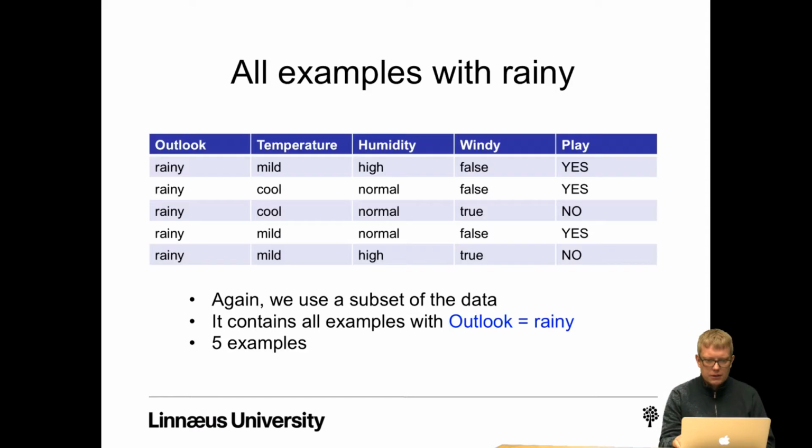If we take a subset of the data, we see that we have, in this case as well, 5 examples where outlook is rainy. 3 of these are yes and 2 of these are no. And now we need to find the information gain for the remaining attributes. We've already done outlook, so we need to look at temperature, humidity, and windy.